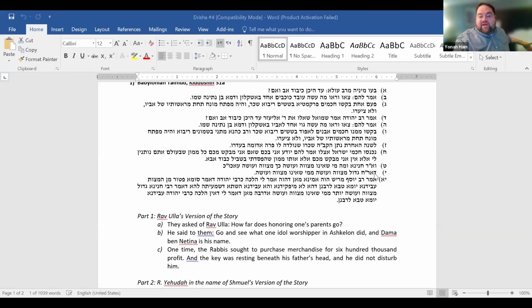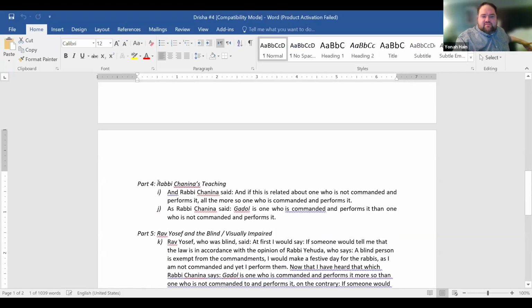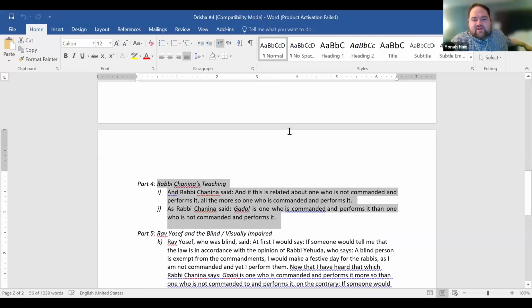De Amar Rabbi Hanina. Friends, how weird is this? And Rabbi Hanina said, if this is related about one who is not commanded and performs, all the more so, mitzuva v'yosa. As Rabbi Hanina said, is Rabbi Hanina quoting Rabbi Hanina? Now, some manuscripts see this as a problem, and some have only Rabbi Hanina in the second.